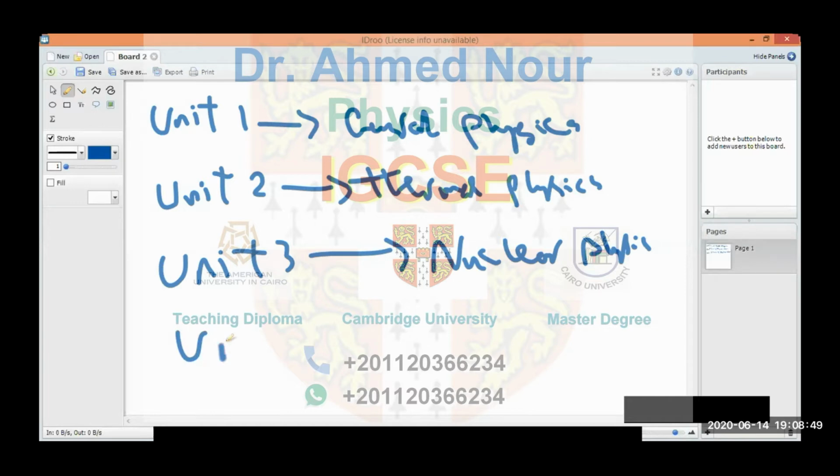And in Unit 4, we have electricity and magnetism. What is the electric current? What are the magnets? How the magnets attract and repel? Can I change the magnetic field to electric field? Can I change the electric field to magnetic field? And some different applications and devices like motors, generators.